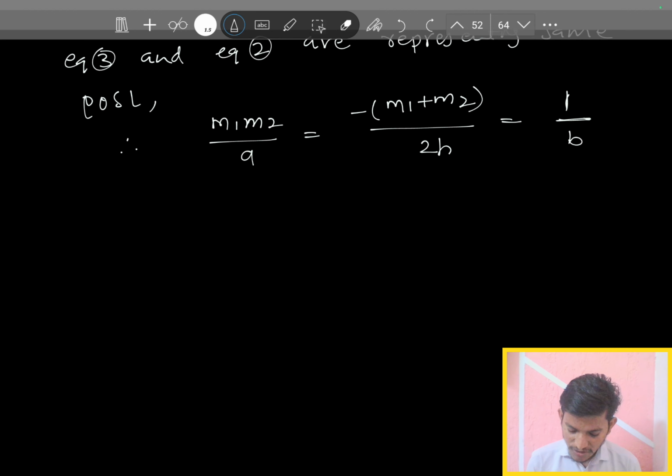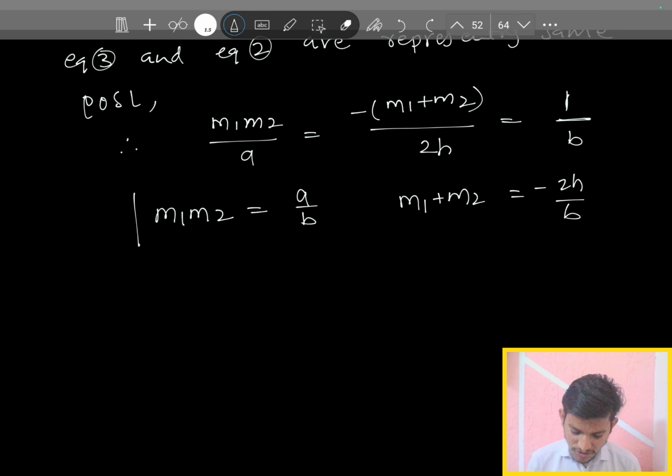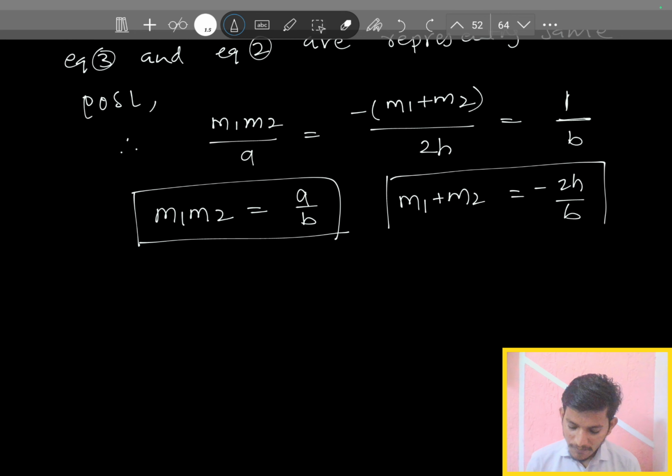So from this equation, by cross multiplication, I can write the product of slopes m1 into m2 is equal to a by b, and similarly m1 plus m2 is equal to minus 2h by b. Therefore, from the above mentioned equations, the sum of slopes m1 plus m2 equals minus 2h by b, and the product of slopes m1 into m2 equals a by b.